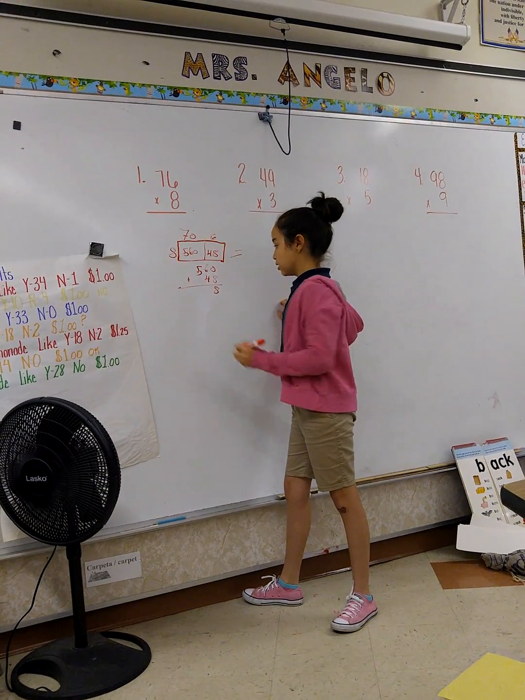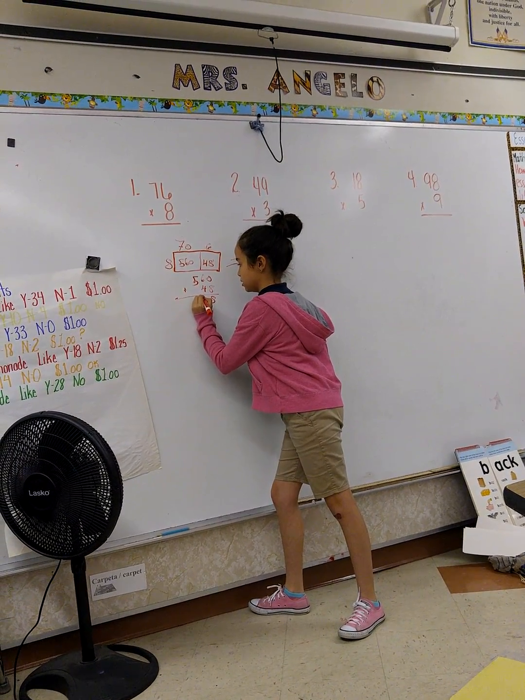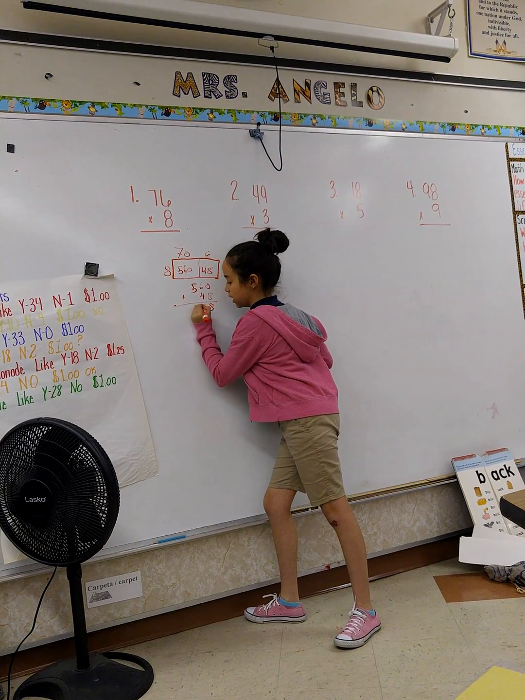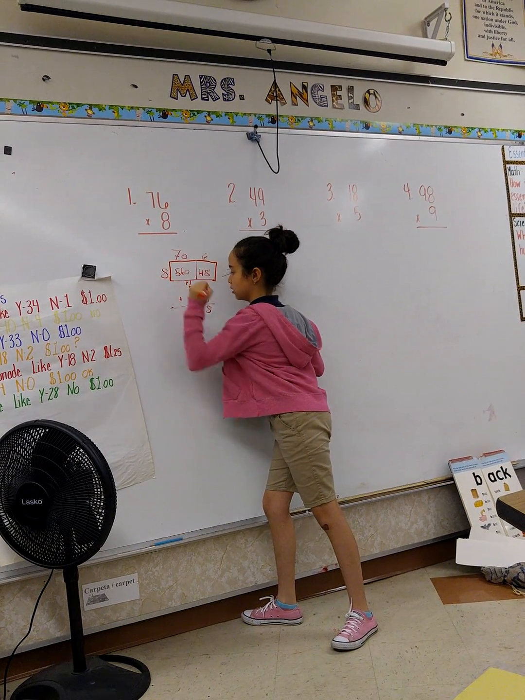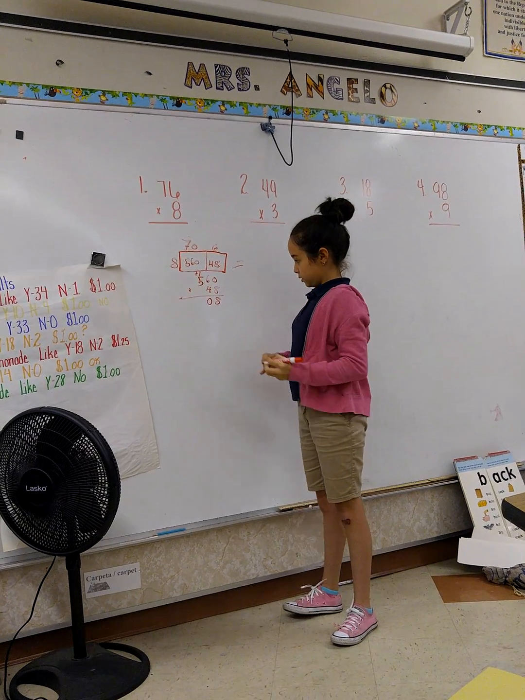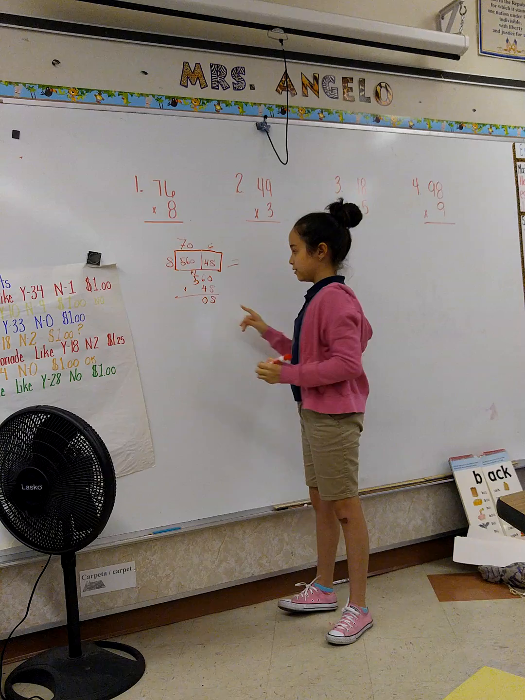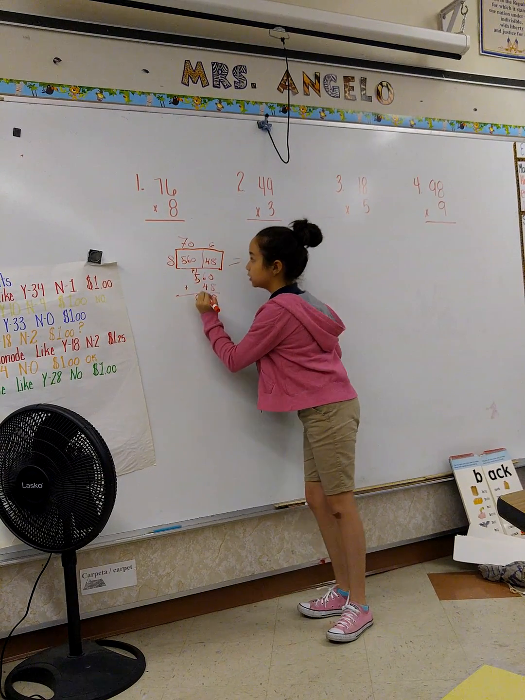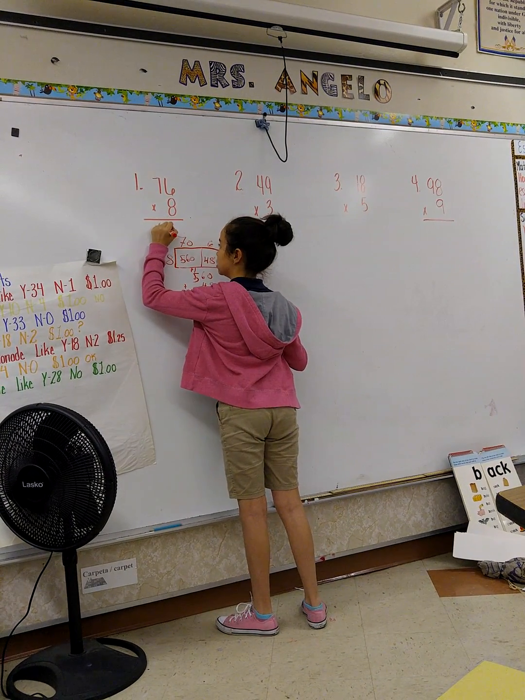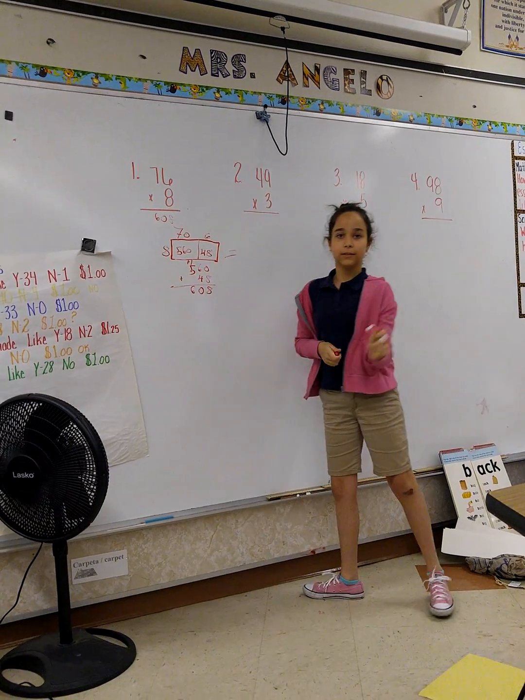Just add the numbers, baby. 6 plus 4. You're good. 10, and then I add 1. So you're regrouping your 1. And then it's add 1 plus 5 is 6. And my answer is 600.